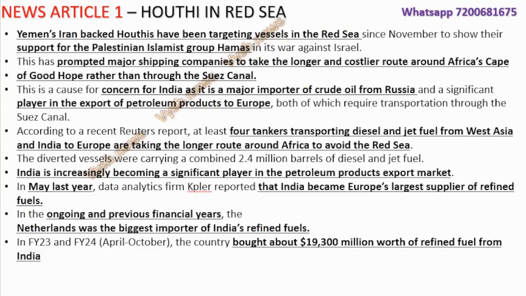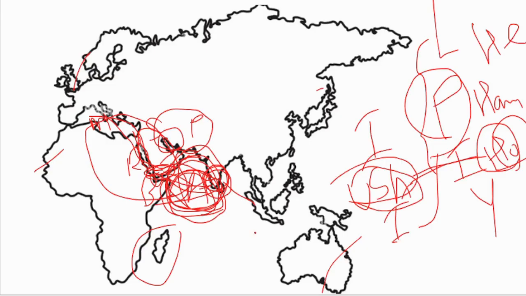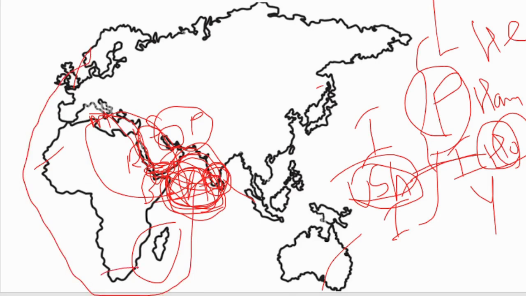So now, continuing that Houthi thing: Yemen's Iran-backed Houthis have been targeting vessels in the Red Sea since November to show their support for the Palestinian Islamist group Hamas. This has prompted major shipping companies to take the longer route. What is the longer route? If they cannot go through the Red Sea, what will they do, like India? They will take the longer route down around Africa. Like this they have to go to Europe. This is called the Cape route, something like that they call it, around Africa.